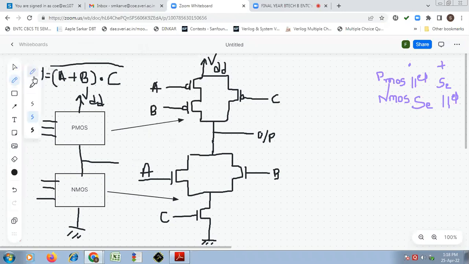Okay. Now we have to draw the stick diagram. Okay. Just for a second.